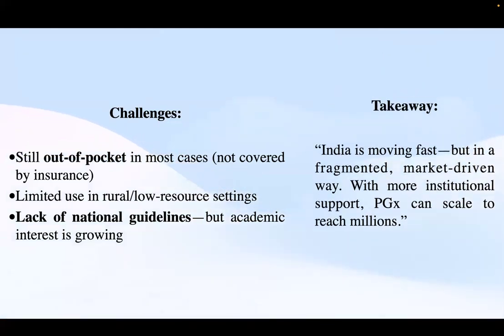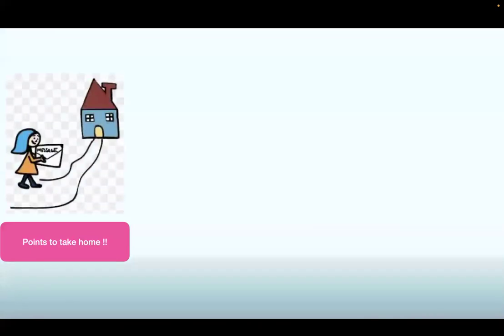What is the takeaway? India is moving fast, but in a fragmented and market-driven way. With more institutional support, pharmacogenomics can scale to reach millions. So that is the challenge and the takeaway from the message. So that is the end of the session, guys.